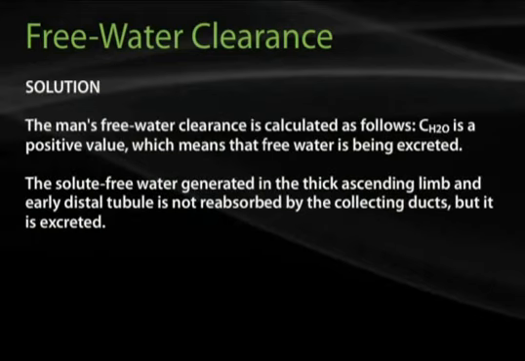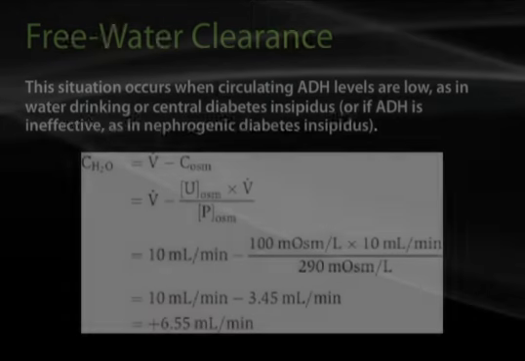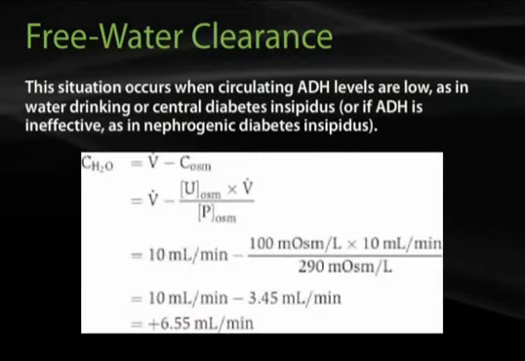The man's free water clearance is calculated as follows. Free water clearance is a positive value, which means that free water is being excreted. The solute-free water generated in the thick ascending limb and early distal tubule is not being reabsorbed by the collecting duct. Rather, it is being excreted. This situation occurs when circulating ADH levels are low, as in water drinking or central diabetes insipidus, or if ADH is ineffective, as in nephrogenic diabetes insipidus.